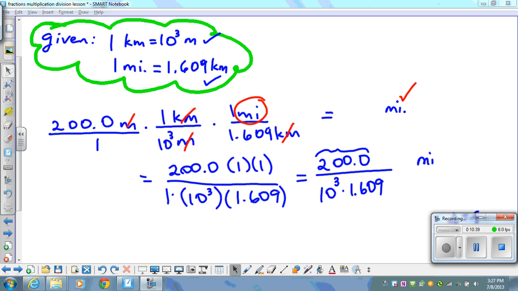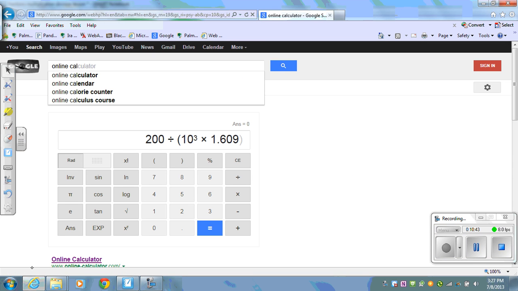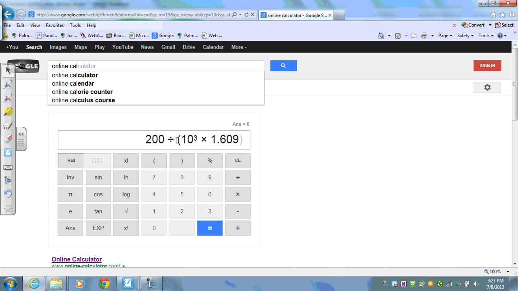So I have entered this value into the calculator. I just typed online calculator, and again, many of you have different types of calculators. But the thing to remember with this question is that when you're dividing by more than one quantity, your fraction has 2 values in the denominator, 10 to the third times 1.609. So make sure to enter that within parentheses. And if I had more than one value in the numerator, I would have also entered that product in parentheses.